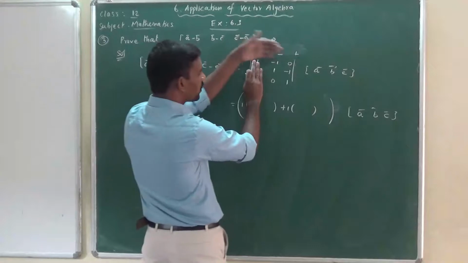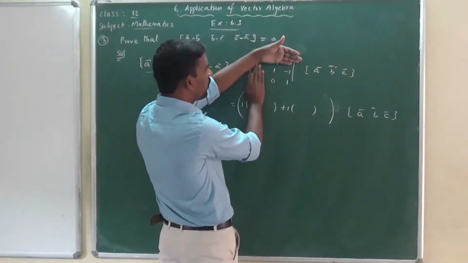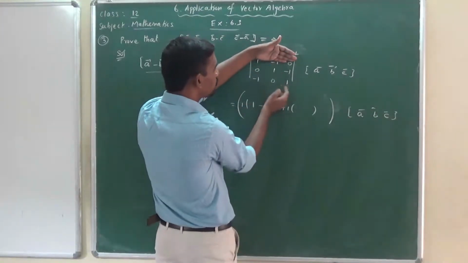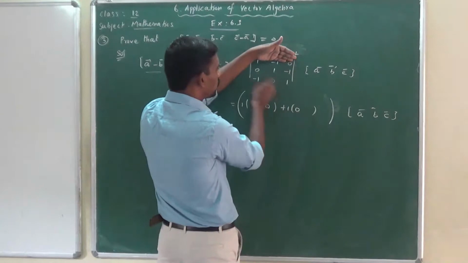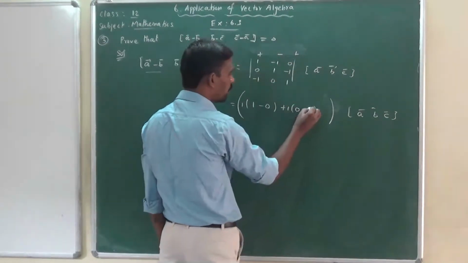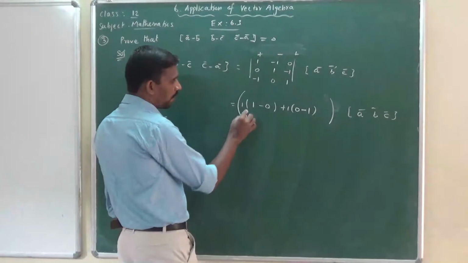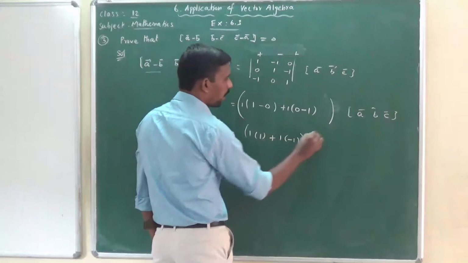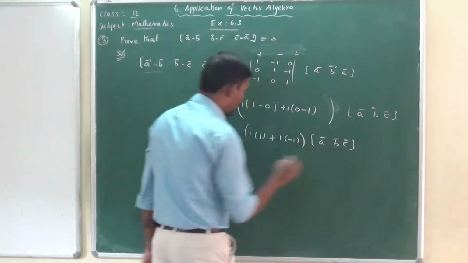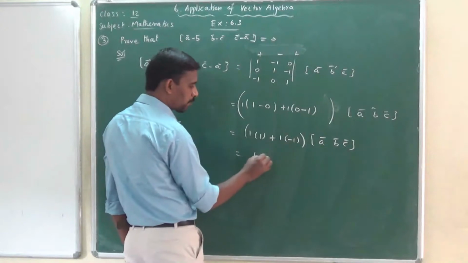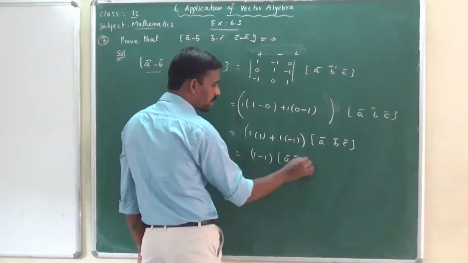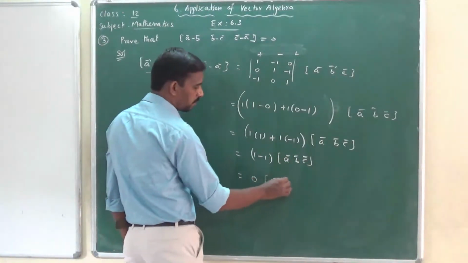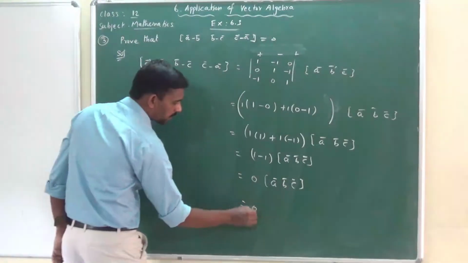Take the first one, just leave it. Here 1 ones are 1 minus 0, and this one here 0, but here plus 1 will come, then you change it as minus 1. Here 1, inside also 1, here 1, inside is minus 1 into box product of a, b, c. 1 ones are 1, here 1 into minus 1, minus 1 into box product of a, b, c. So 1 minus 1 is 0, 0 into anything? 0, isn't it? So finally we get 0.